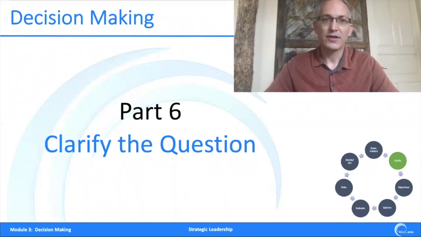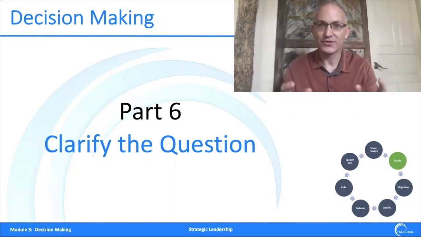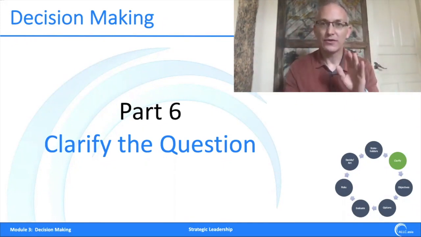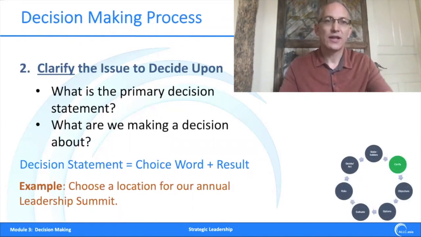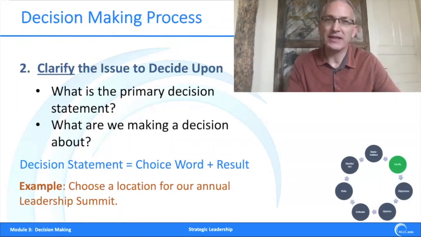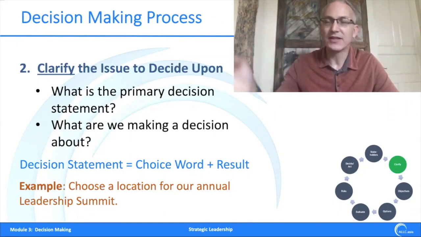Okay, the second part of this decision-making model, the second step, is all about clarifying the question or the decision. So far we've talked about identifying the key stakeholders. Second step is clarifying the decision. So what does that look like? What does it mean to clarify the decision? It really means to clarify and be clear about what are we needing to decide upon today.